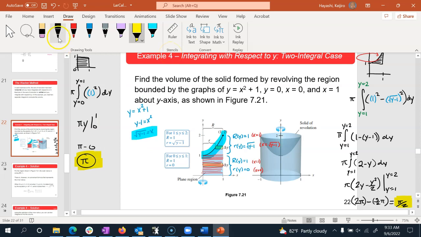Pi is the volume of this lower region. Add them up together. The volume of the, sorry, not region, volume, regions don't have volumes, solids have volumes. This whole shape is going to have a total volume of pi plus pi over 2, or 3 pi over 2.